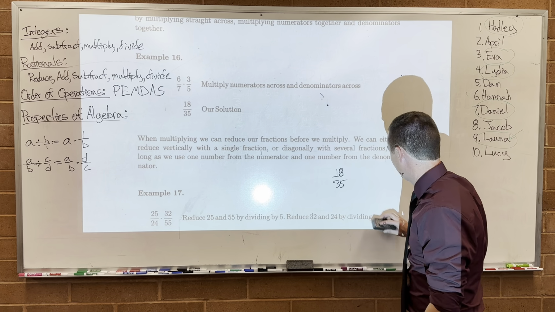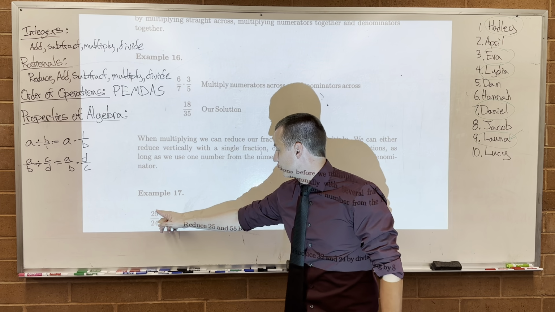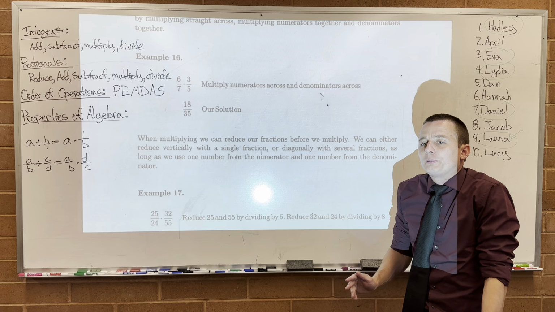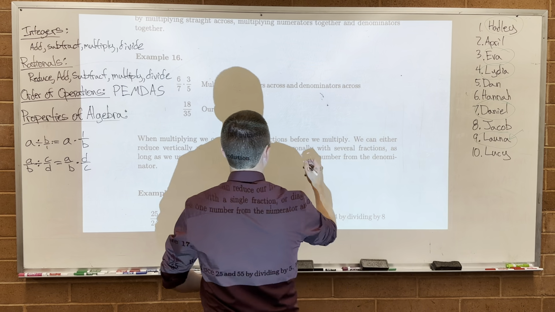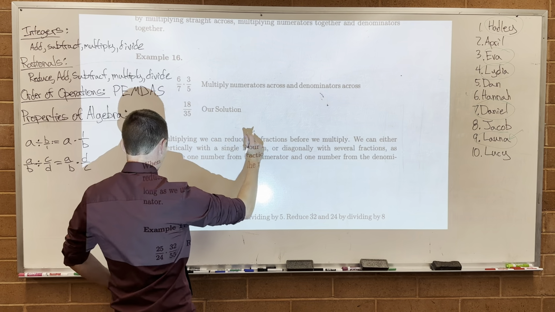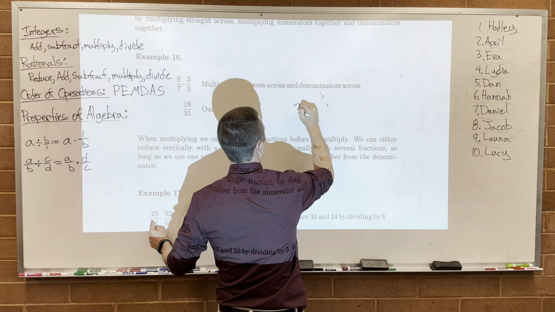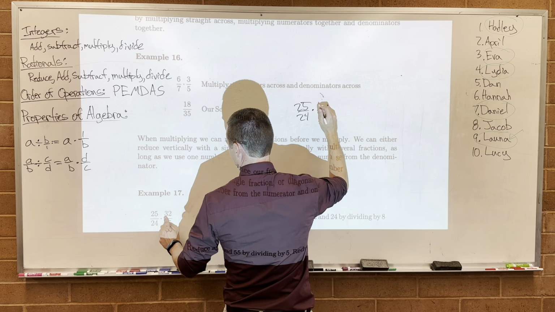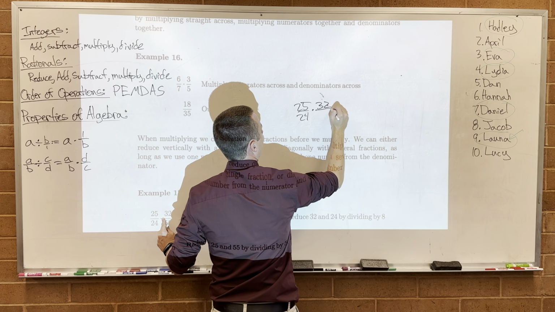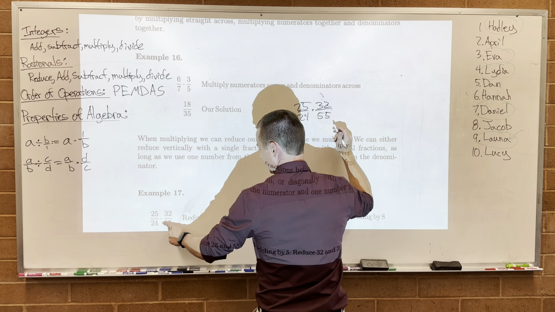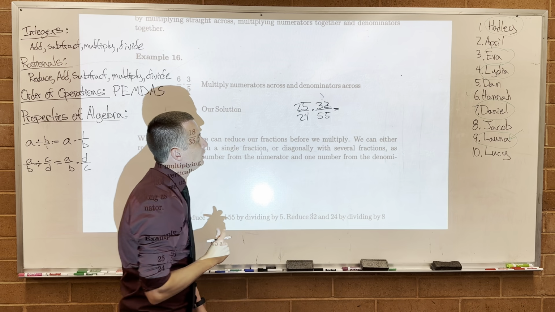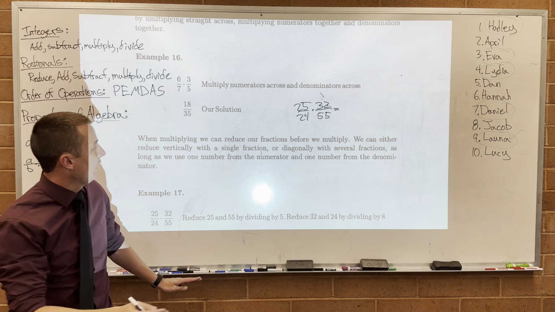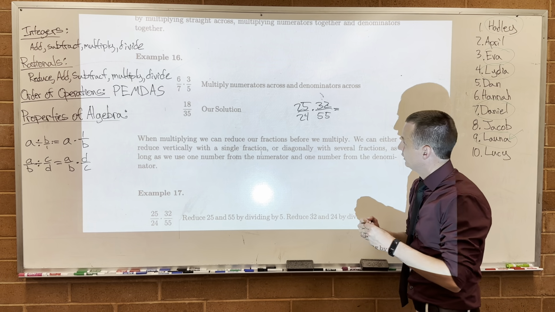All right. Let's do these ones. 25 over 24 times 32 over 55. Okay, those are big numbers. Let me rewrite it over here. So we are doing 25 over 24 times 32 over 55, right? Okay, we do not want to try multiplying out those massive numbers. So instead, we're going to use some cross-canceling.